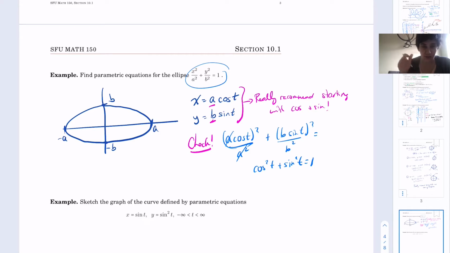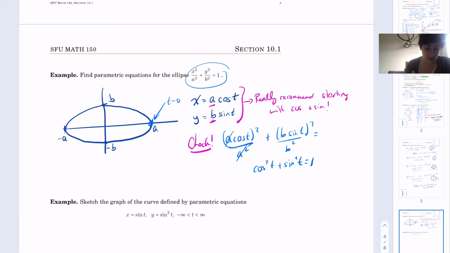Okay, so if I use my parametric equations, plug them in, I can get back to my identity, which I know is the case. How do we actually trace this curve? Well, when t is equal to 0, cos of 0 is 1. 1 times a is a. T is equal to 0.